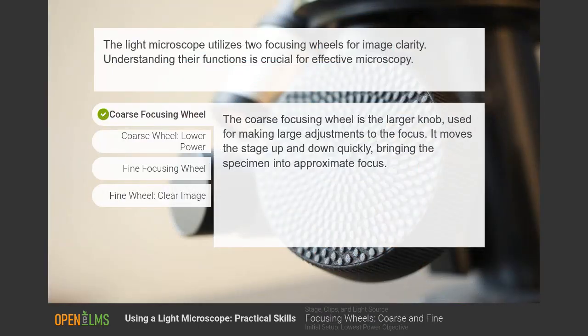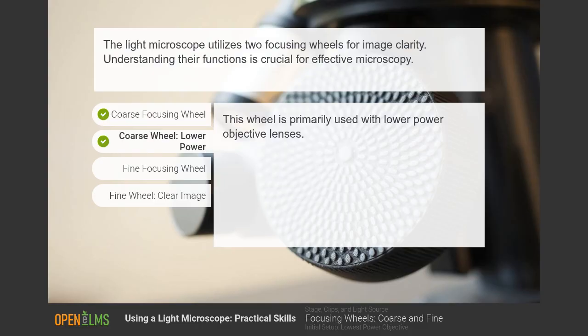The coarse focusing wheel is the larger knob, used for making large adjustments to the focus. It moves the stage up and down quickly, bringing the specimen into approximate focus. This wheel is primarily used with lower power objective lenses.